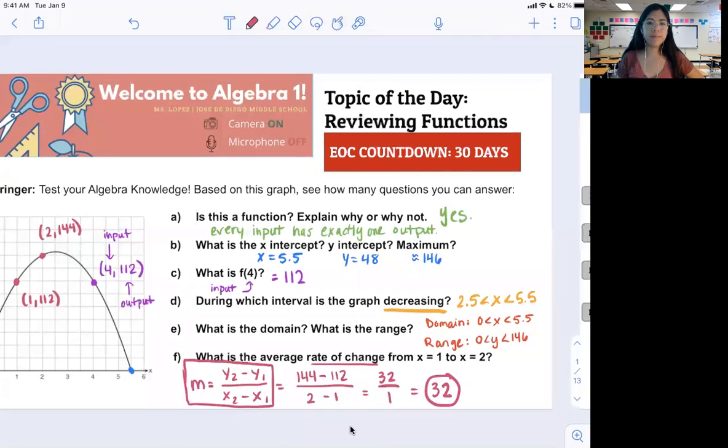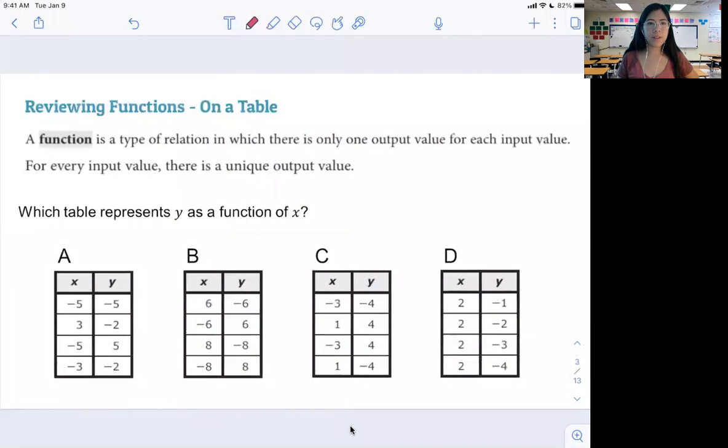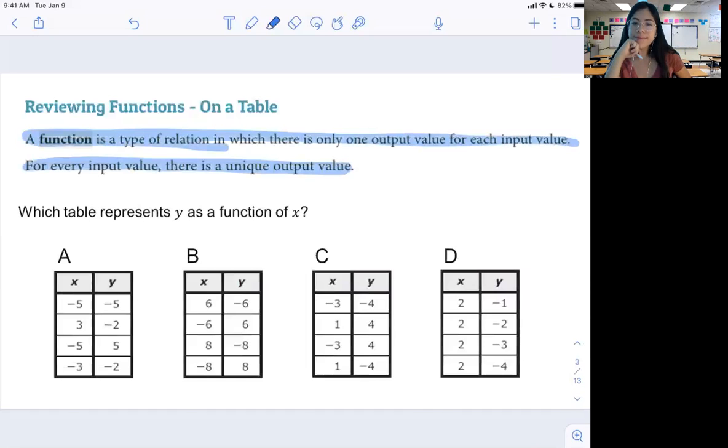So let's go ahead and get started. So starting with, what is a function? What is a function? Can I have a volunteer, please, to read the definition of a function? Who can read for us this morning? I'll read. Go ahead. A function is a type of relation in which there is only one output value for each input value. For every input value, there's a unique output value.